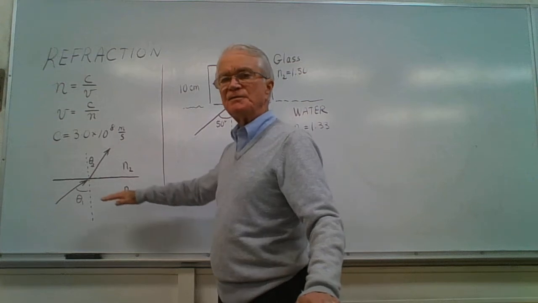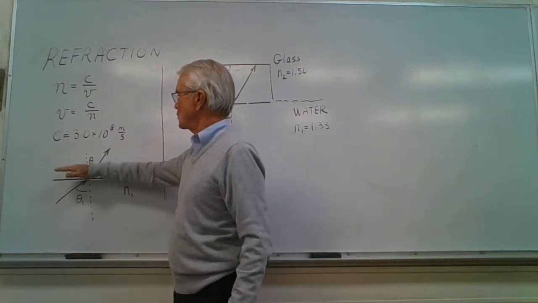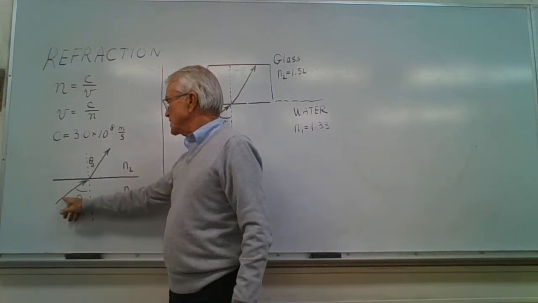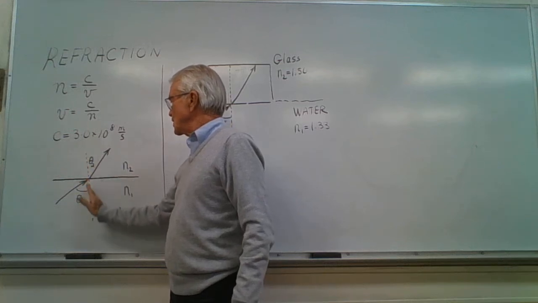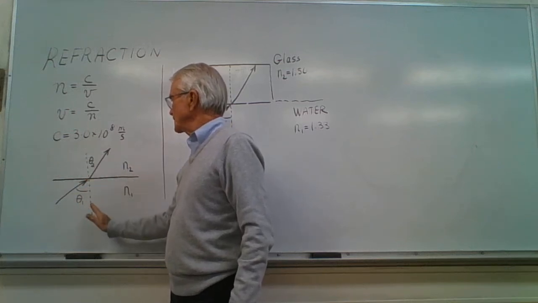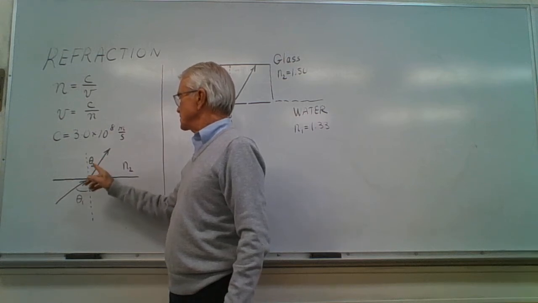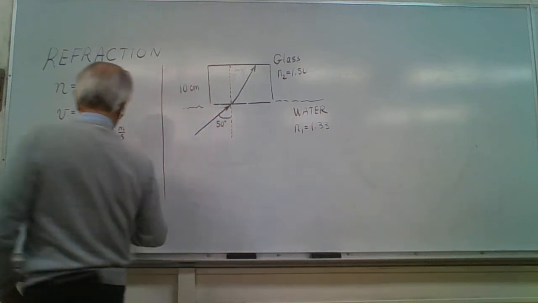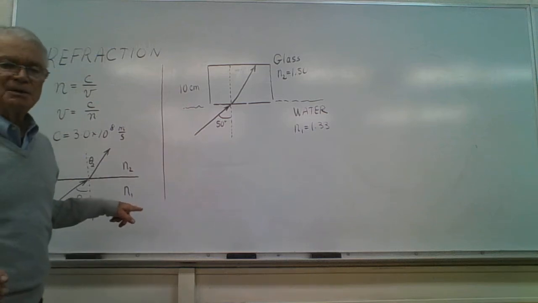I show an interface between two media, perhaps glass below and water above, or water below and glass above. The incident ray makes an angle of incidence, theta 1, with respect to that normal line, that perpendicular line. And then there's your refracted ray that makes an angle of refraction, theta 2, with respect to that same normal line. The indices above and below are n2 and n1. Let's work a sample problem.